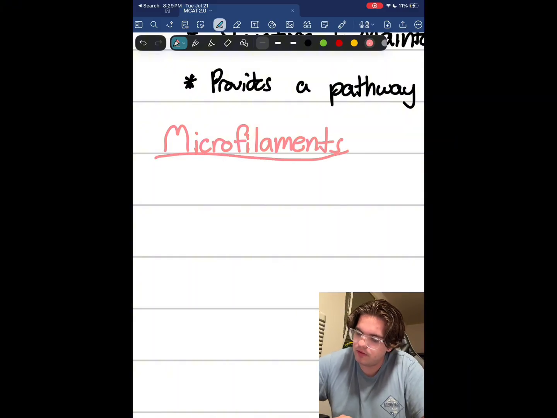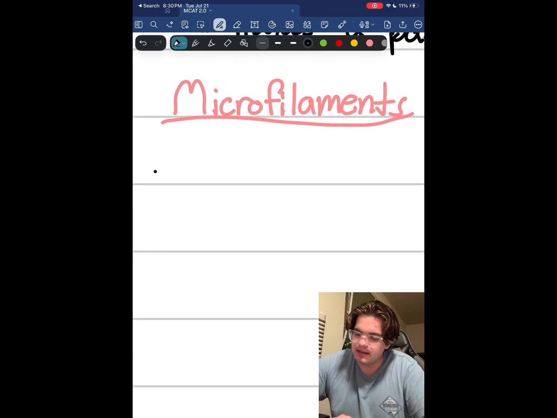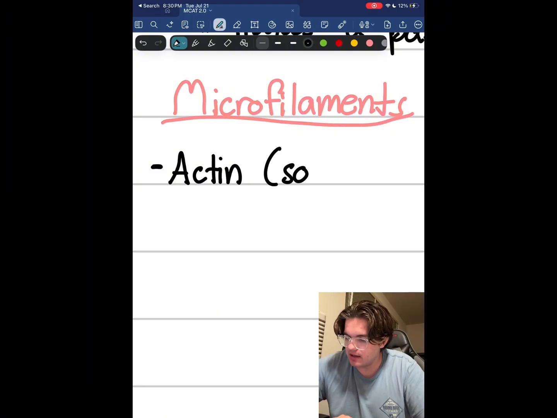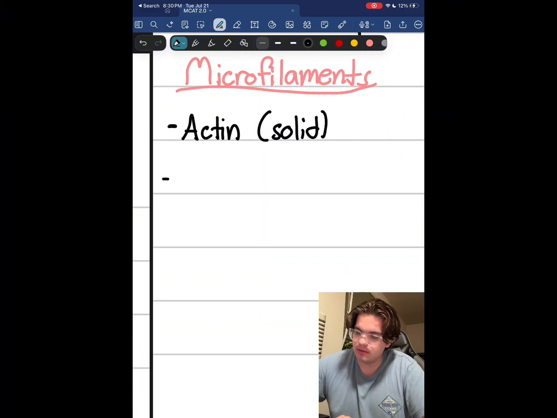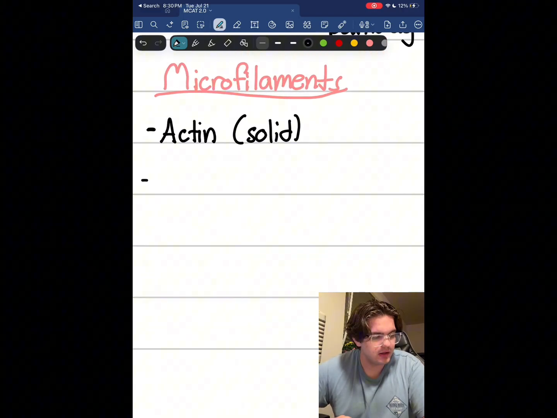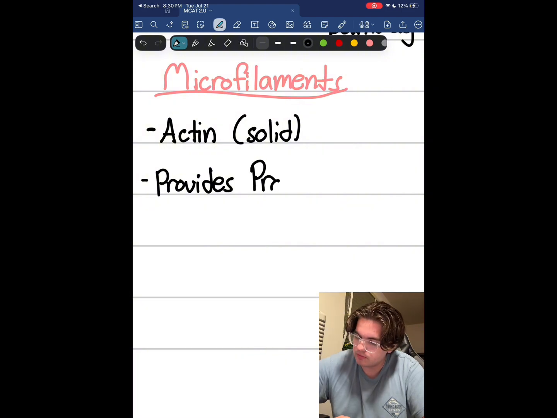What these microfilaments are, cytoskeleton, and it is made of actin. So microfilaments is actin, which is pretty dang solid. You can see it as more rigid, I guess. And what microfilaments do, and let me make sure I keep the microfilaments in for the video, is it provides protection.